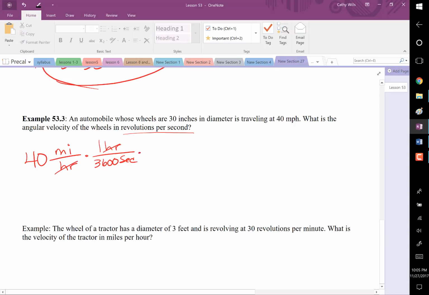Now we've got to change miles to revolutions. All right. Now, what do we know about revolutions? We know that the wheel has 30 inches in its diameter. So remember, pi d is another way to talk about circumference. So one revolution is one circumference. So pi d, so 30 pi inches per revolution. All right. So we want revolutions on top because we want revolutions per second. So one revolution is 30 pi inches. That's just one circumference.